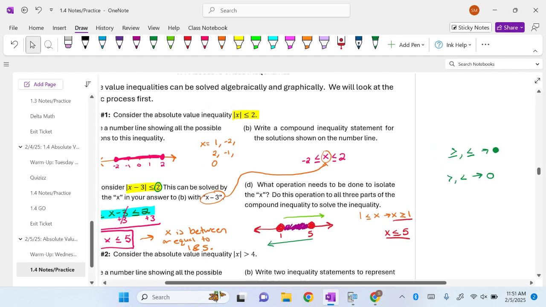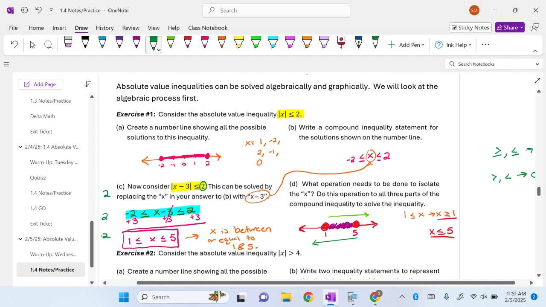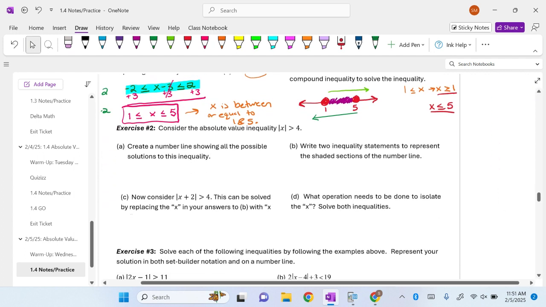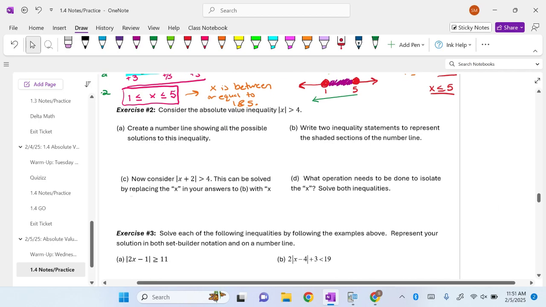So this first example was for how to solve an absolute value inequality that is less than or equal to. That's the process. All right. Now, exercise 2, little bit different.